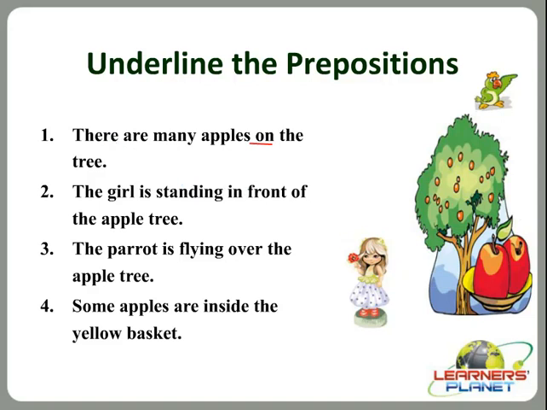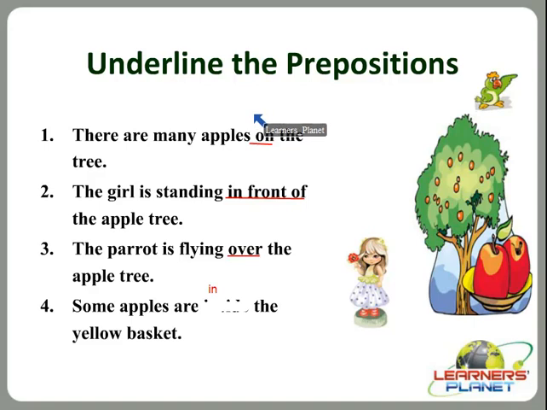What is the preposition in this sentence? It is very easy, in front of. Third sentence. The parrot is flying over the apple tree. Let me mark the preposition for you. It is over. Next, some apples are inside the yellow basket. This is not a preposition, students. We will write another preposition. In the basket. So, some apples are in the basket.